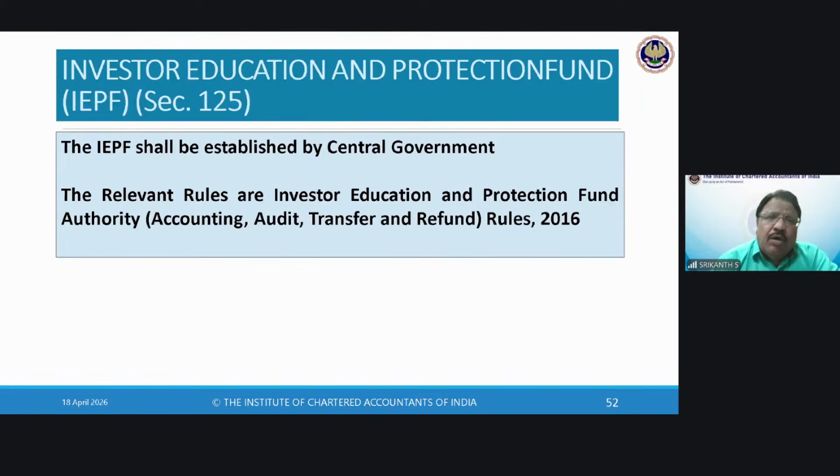So we now move on to the IEPF, the Investor Education and Protection Fund. Okay. So this fund has a history. This fund was not established under this law. It was established as early as 1999, or a little before that, 1997, 98. Before that, there was no fund.